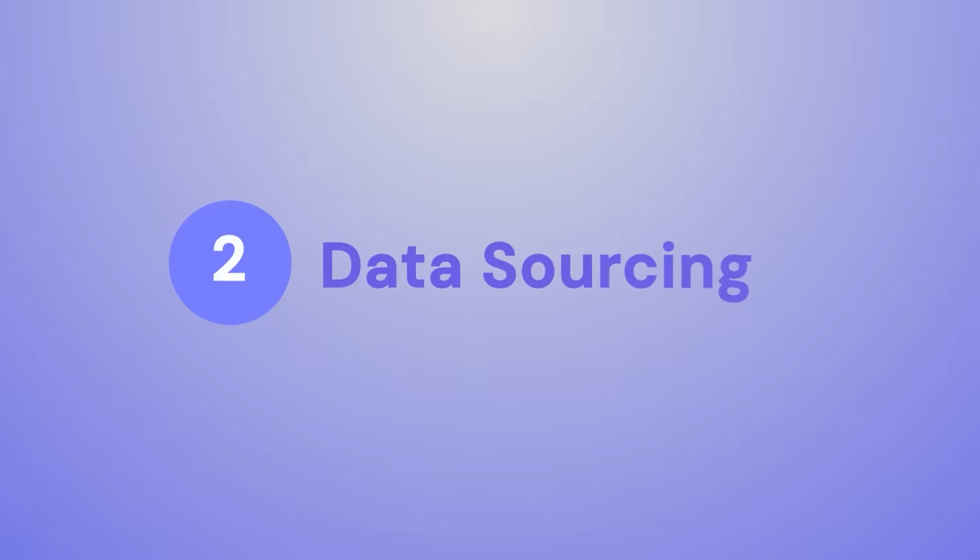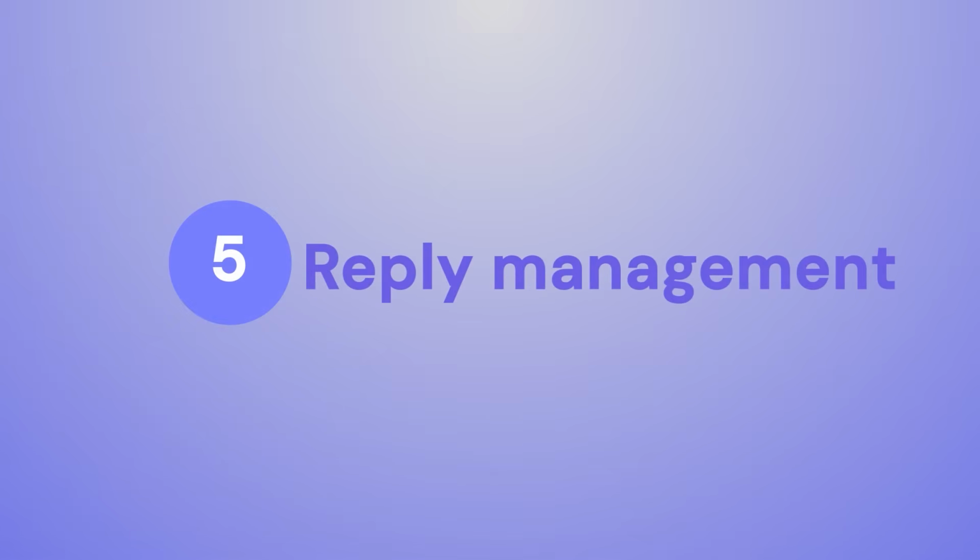Component 2, data sourcing. We're going to give the agent an ICP. It goes and finds the leads. Component number 3, copywriting. The agent knows how to write copy that can actually convert into sales. Component number 4, campaign build. The agent assembles and launches the campaign inside Smartlead through the API. And component number 5, reply management. The agent reads every single reply and handles all of them.